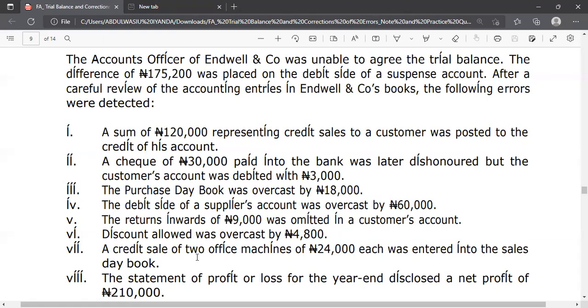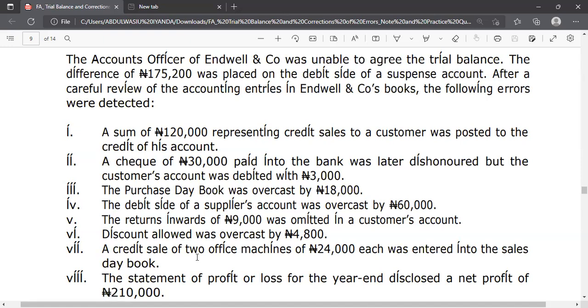When you sell fixed assets, the proceeds that you receive from selling your fixed asset is what we call capital receipt. Very soon we'll be doing preparation of financial statements, the statement of profit or loss and the statement of financial position. I know your software can do that for you in your workplace.